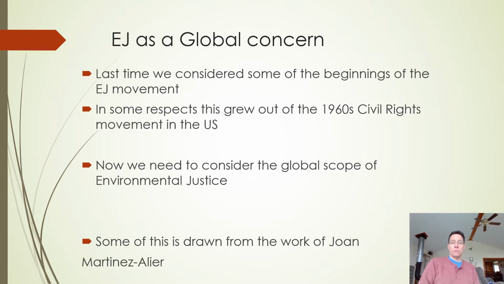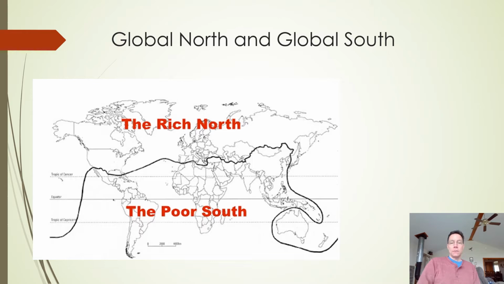Some of this work that I'll share with you today comes from a scholar named Joan Martinez Alier. Just so you know, that's the source of some of my information. So let's start with the idea of the global north and the global south. We've already talked about those terms a little bit. And here's the basic idea that you could kind of draw a line around the globe, differentiating the rich north and the poor south. It doesn't quite work because Australia and New Zealand would need to be lumped in with the north. But this idea has been around for about 40 years or so.